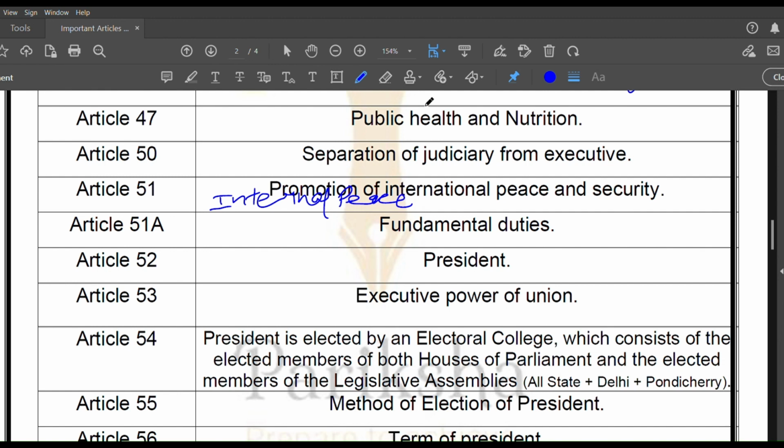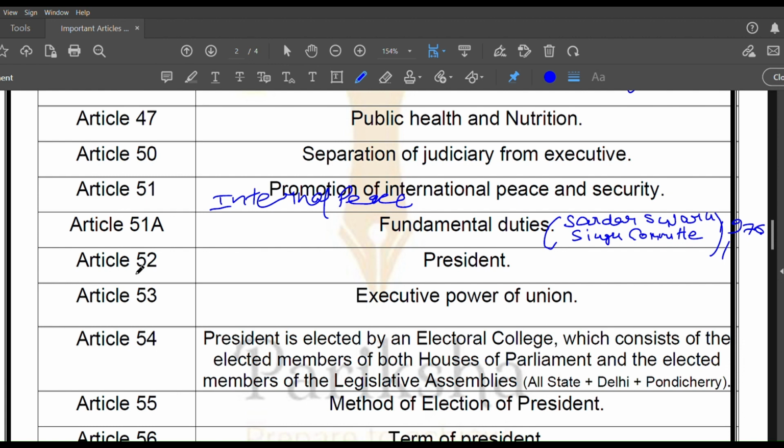Article 51A talks about fundamental duties that have been taken from Russia's constitution, and 11 fundamental duties are present here. It was added through the 42nd Amendment Act 1976 on the recommendation of the Sardar Swaran Singh Committee. So I am writing the committee name here. Sardar Swaran Singh Committee, 1976. Remember this. It can be asked.